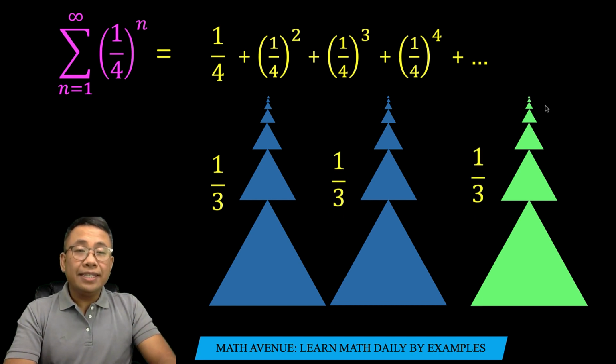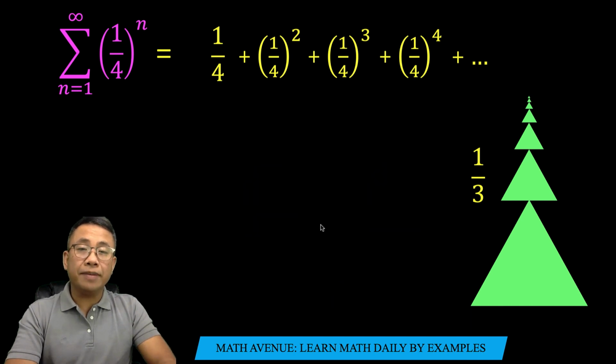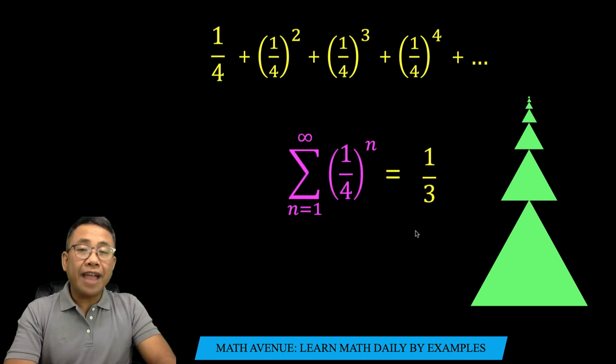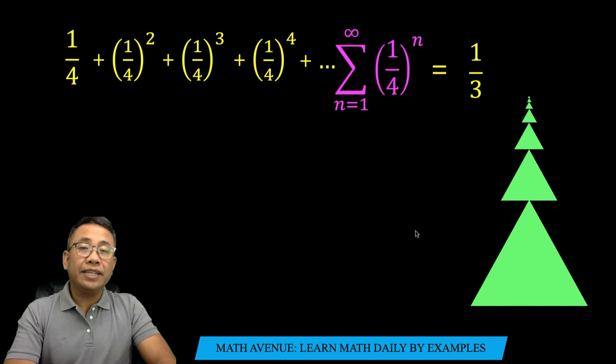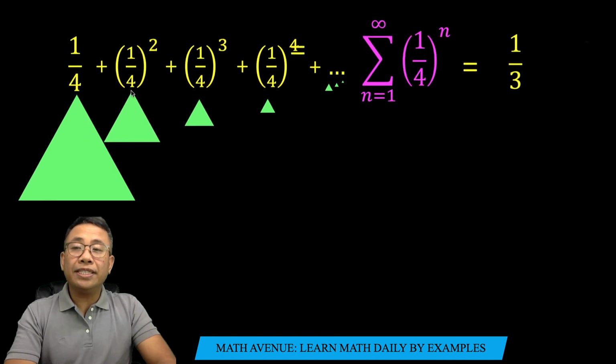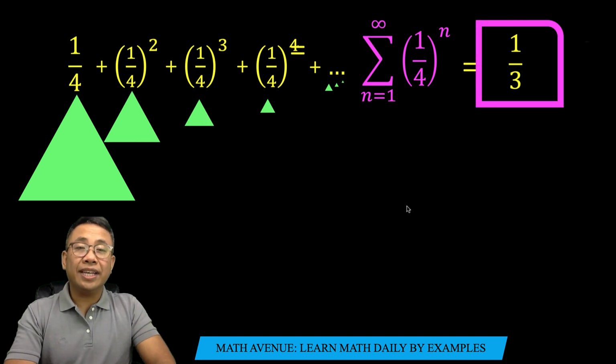Notice that this stack of green triangles represent this infinite geometric series. So we do not need these blue triangles. Let's remove them. This is the visualization of this series. And so we now say that the value of the series is 1/3, and that is now visualized this way. This is the 1/4, this is 1/4 squared, 1/4 to the third, 1/4 to the fourth, until infinity. And so the answer is 1/3.